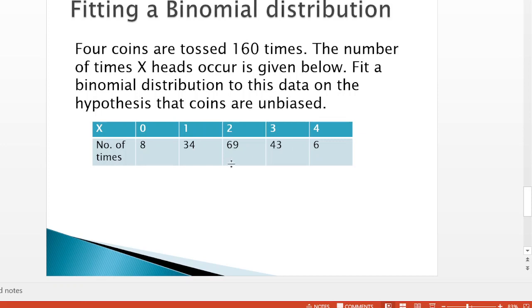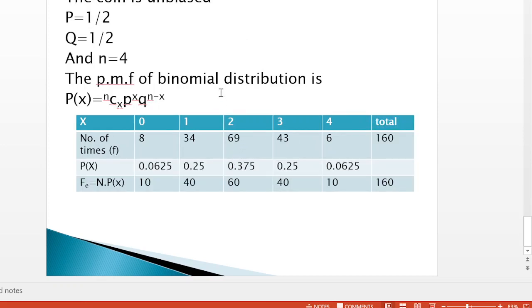The data is given. The coin is unbiased, already given in the question. So the coin has an equal chance of getting either head or tail. The probability of getting head, the success, is 1 by 2. The probability of not getting head is also 1 by 2, and n is 4. The probability mass function of the binomial distribution is nCx p^x q^(n-x).